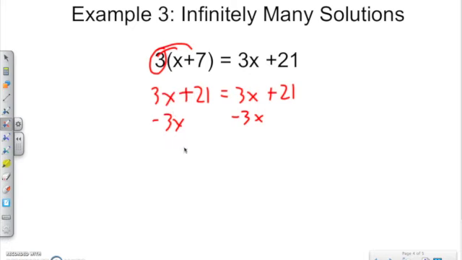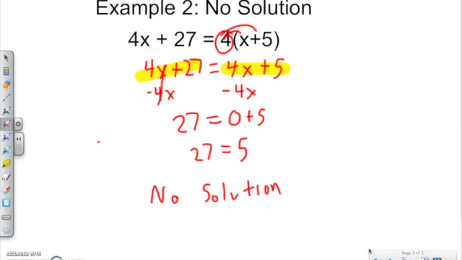I'll subtract 3x from both sides. 3x minus 3x is going to give me 0. And 3x minus 3x is going to give me 0. I'm going to bring down both 21s. Now this time, I get that 21 is equal to 21 with both of my x's canceled. Now we know from math that 21 is equal to 21. Those are the same number, so they have to be equal. Notice that that is different than the last situation where we got two numbers that were not equal.